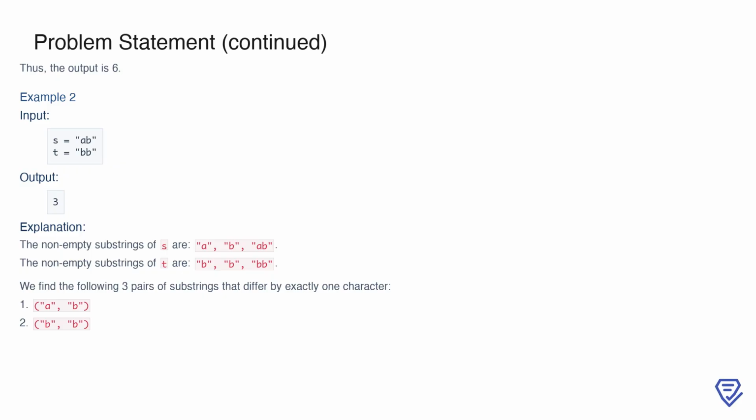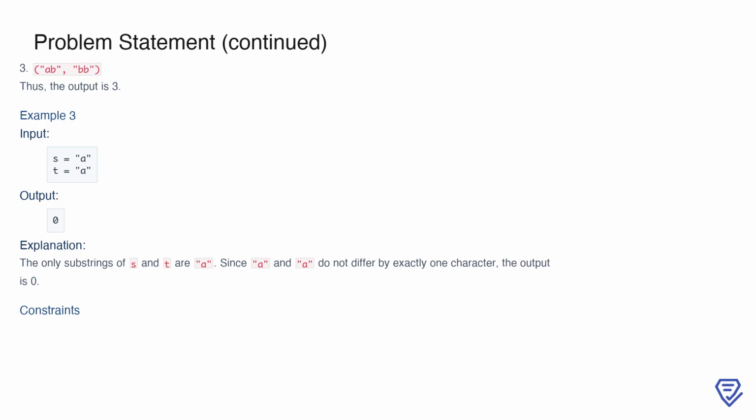Now, consider another example where s is ab and t is bb. The substrings of s are a, b, and ab, while the substrings of t are b, and bb. We then compare these substrings to identify pairs that differ by exactly one character. For this input, we find 3 pairs: a, b, where a and b differ in one position; b, b; and ab, bb, where the first character differs. Summing up, the total count of such pairs is 3, so the output for this input is 3.